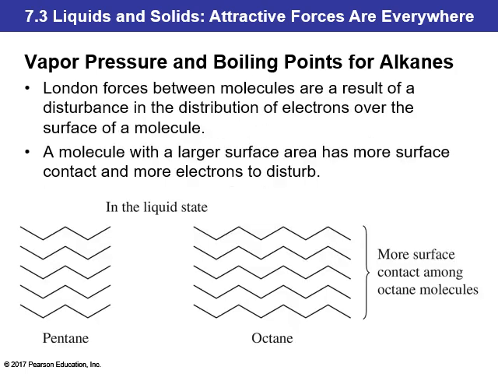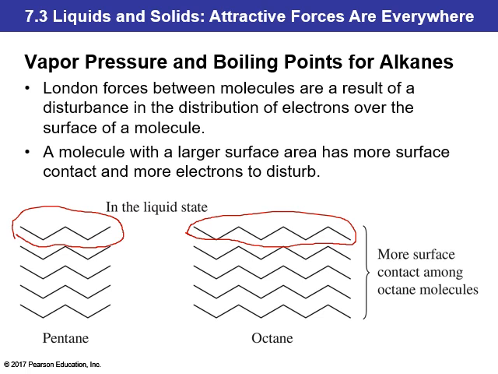We can even take a look at molecules that have the same types of attractive forces and make some predictions. London forces occur between molecules along the surface area of those molecules. For example, pentane versus octane: pentane has a smaller surface area than octane does. We've got our pentane shown here, and we've got octane here. They've got 5 carbons versus 8 carbons. We've just got a longer molecule for octane, so there's more surface area and therefore more of those London force interactions.